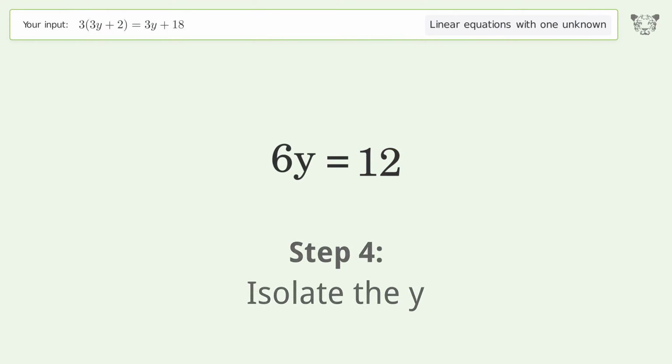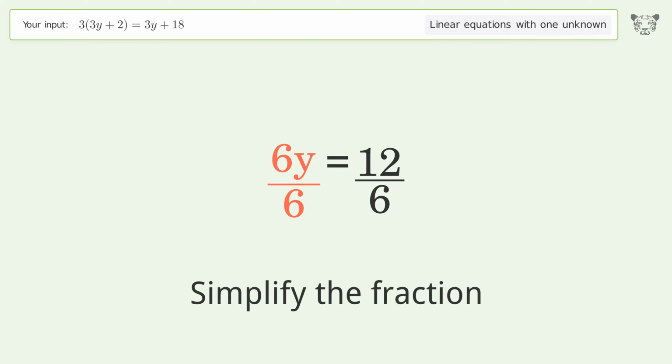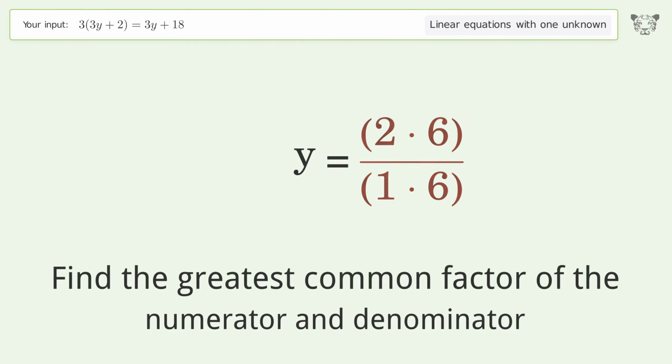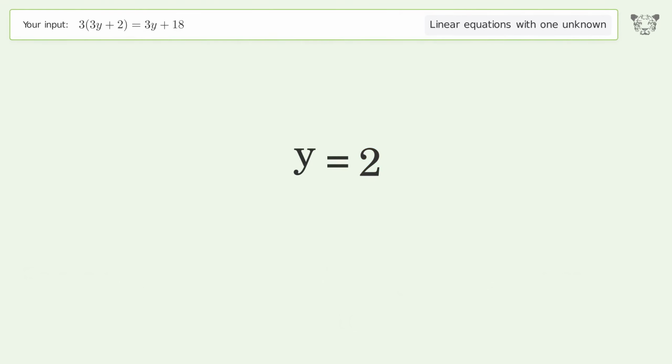Isolate the y. Divide both sides by 6. Simplify the fraction. Find the greatest common factor of the numerator and denominator. Factor out and cancel the greatest common factor. And so the final result is y equals 2.